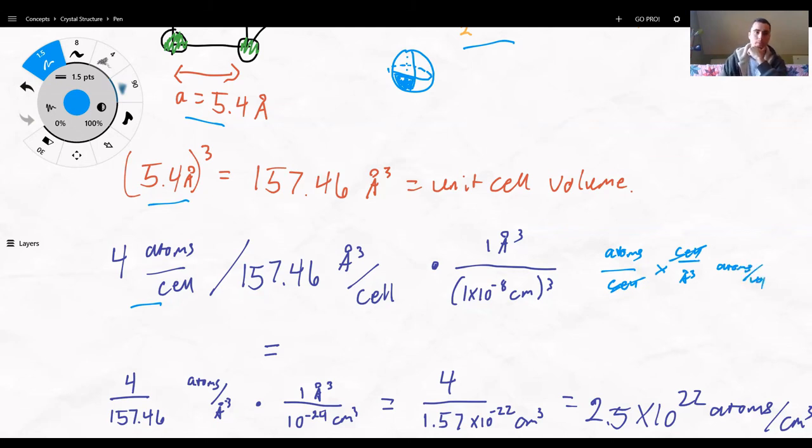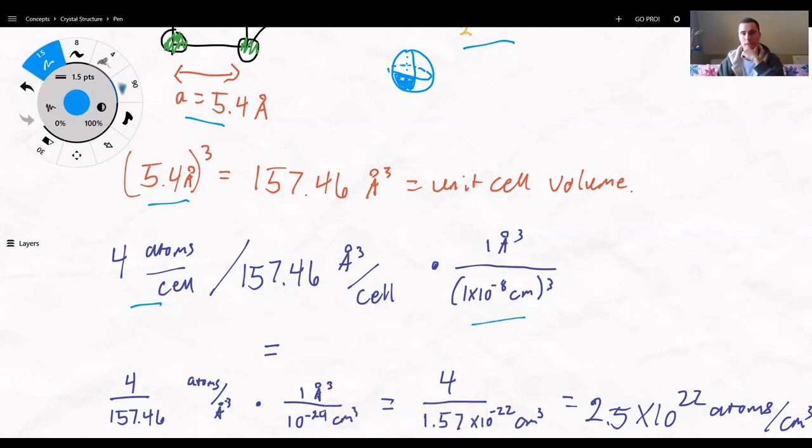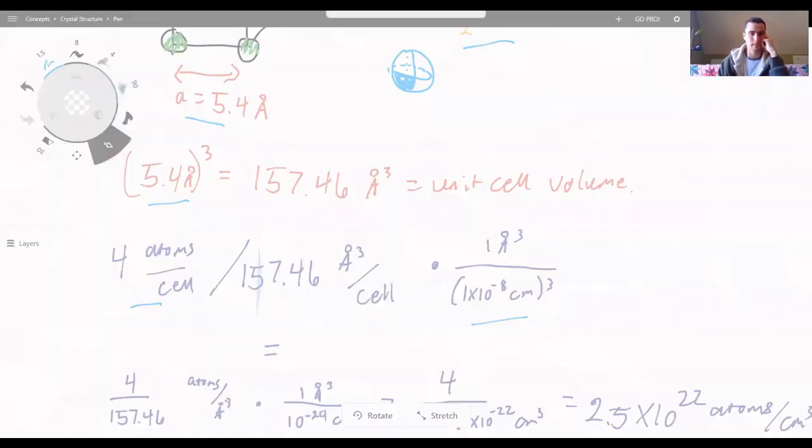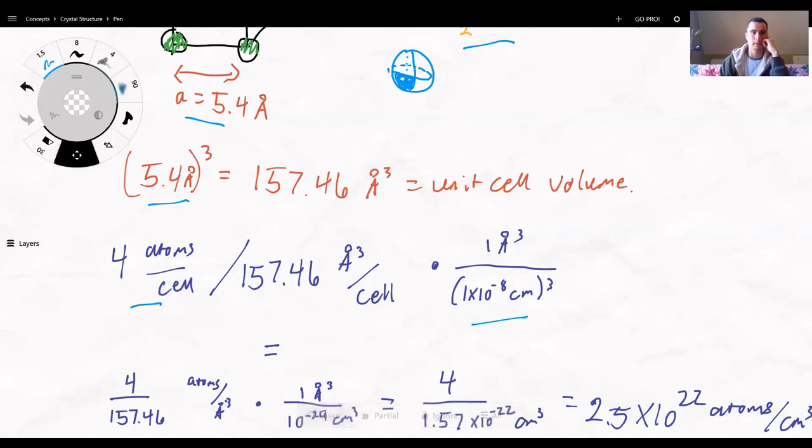And then we're just going to convert the volume. Here's our conversion factor: 1 angstrom is 1/10 of a nanometer. So it's 10 to the minus 10 meters, or 10 to the minus 8 centimeters. And then we're going to cube that.